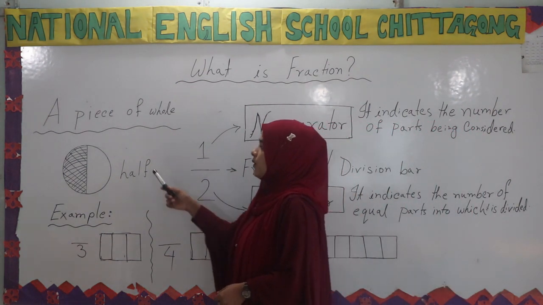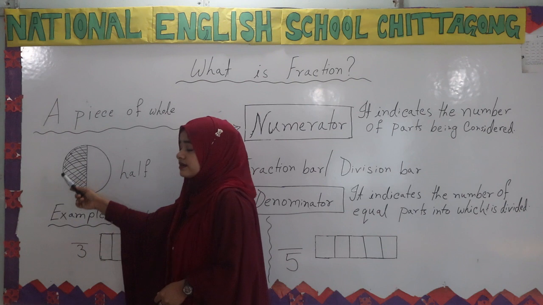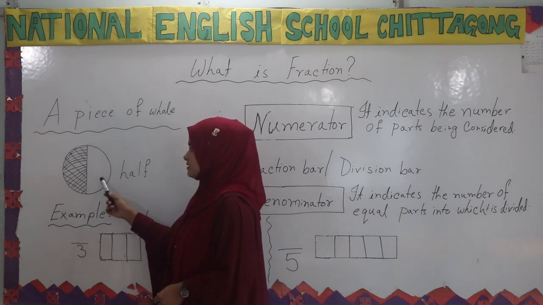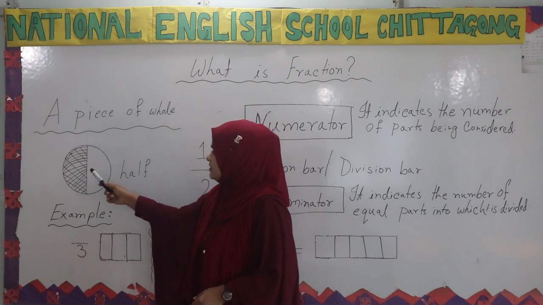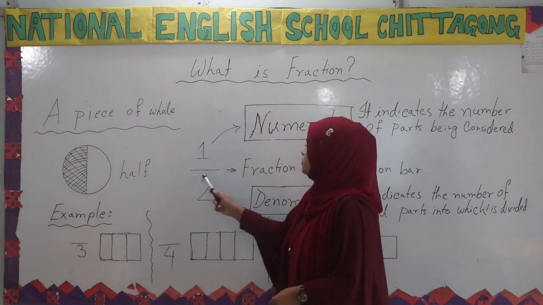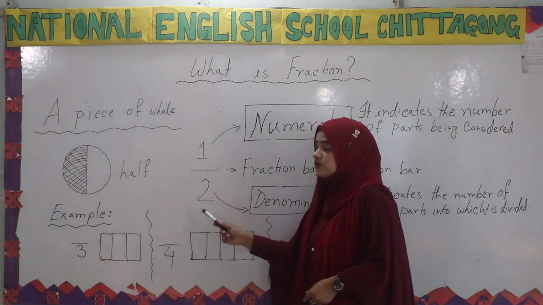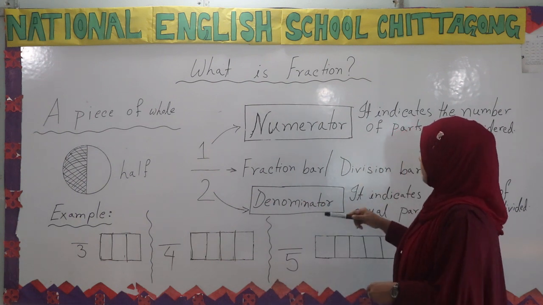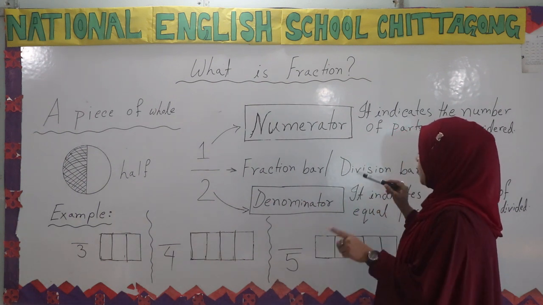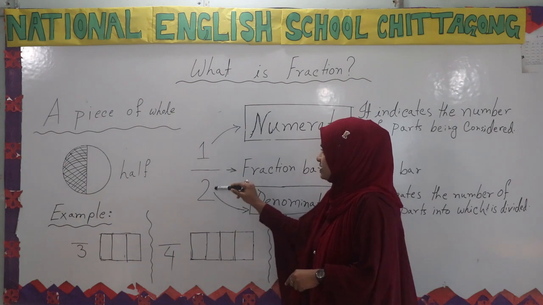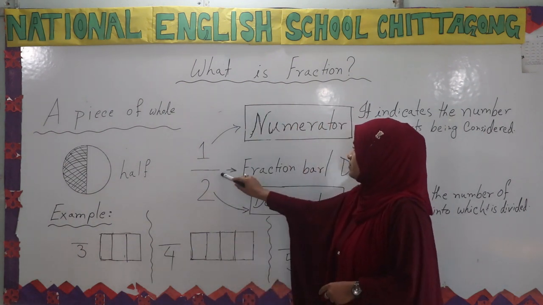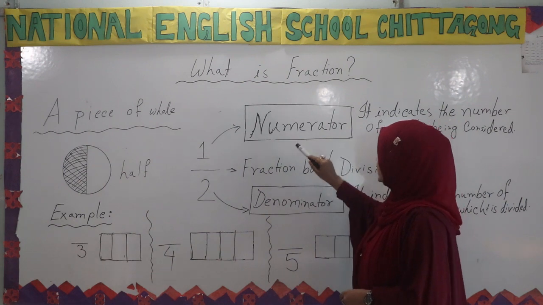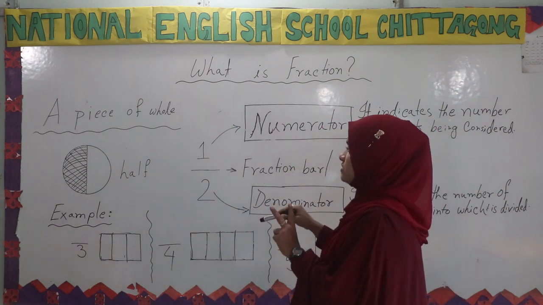For instance, we have a circle. The circle is divided into two equal parts. Suppose it's a pizza. It's divided into two equal parts which denote the denominator. Denominator indicates the parts of whole things which are divided. And the number above this fraction bar is called numerator, which indicates the parts being considered.